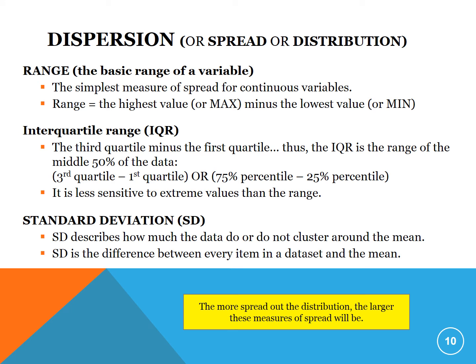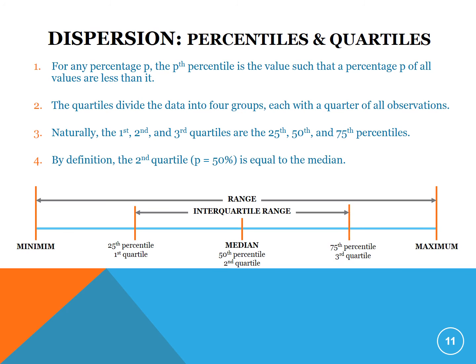So the more spread out the distribution, the larger these three measures of spread will always be. So if you have a range of 30 for one set of variables for age, and you have a range of 43 for another set of variables for age, then guess what? The 43 means that data set with that age variable is more spread out. Alright, so we're going to look now at how to calculate percentiles and quartiles and what these words mean.